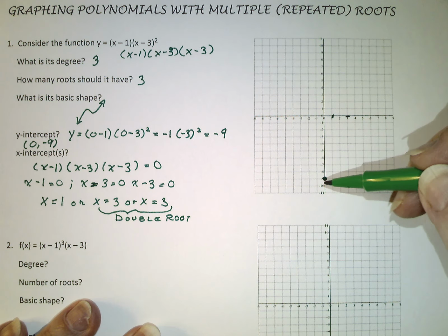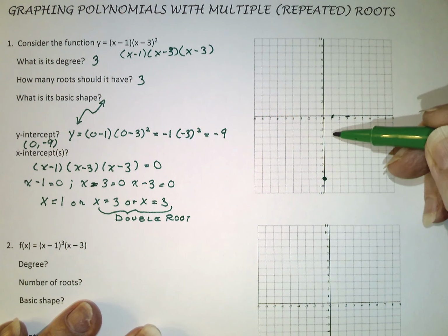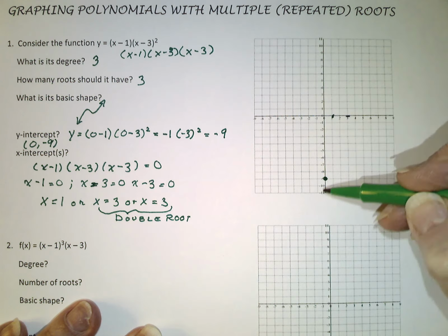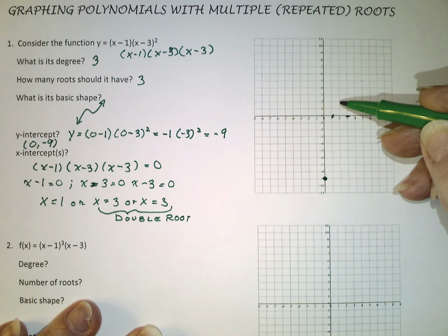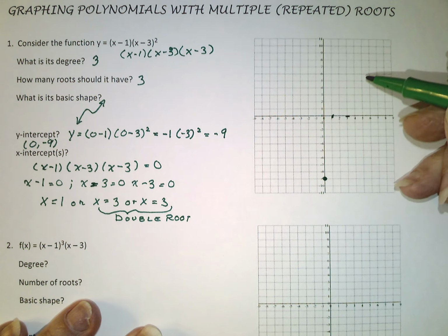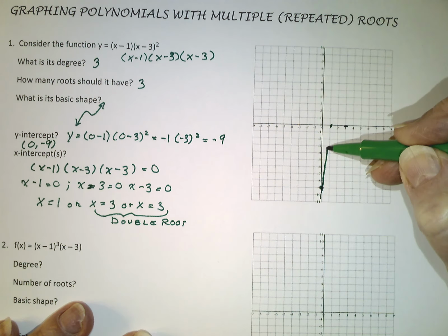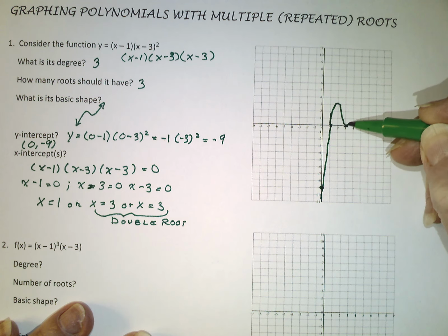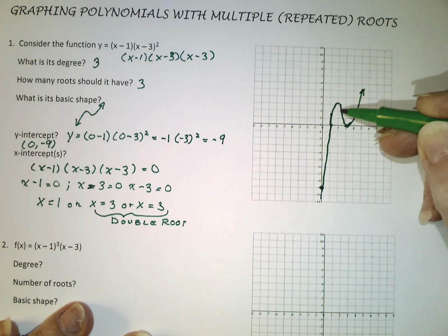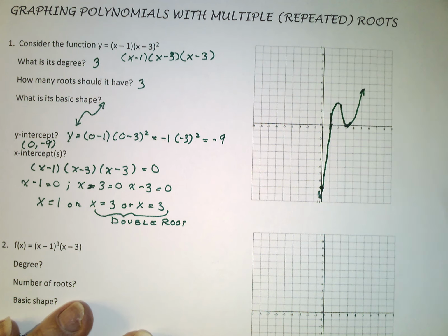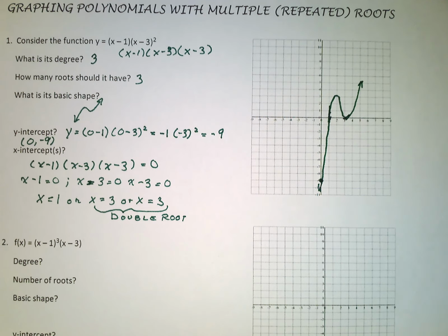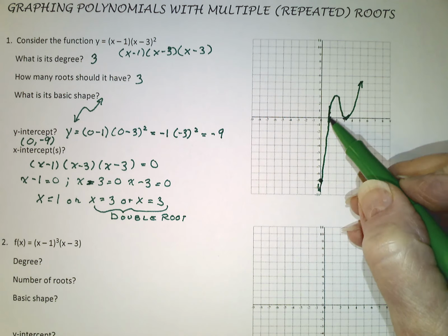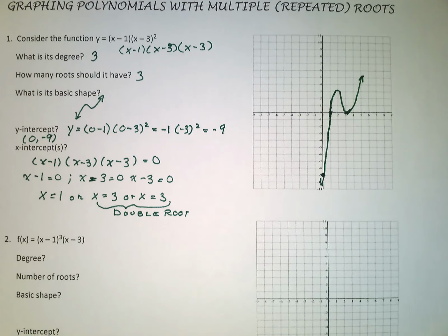Well, so it's going to come up. It's got to go through the 1. It's got to go through the y-intercept down here. Sort of shaped like this. And then it's going to turn around and bounce off of the 3. So where it turns around here, we don't know. I'm just guessing. In calculus, we do find out where those turning points are. And that would be our positive cubic with a double root at x equals 3, a single root at x equals 1, and a y-intercept down there at negative 9.